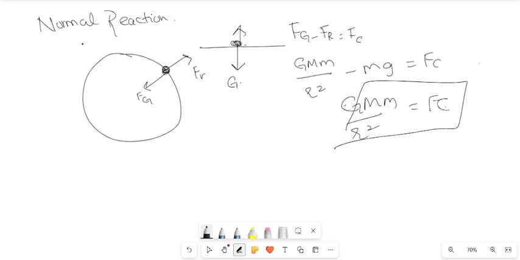The reason why, when we say sensation of weight, we mean the reaction force, is that there is the gravitational force acting in the downward direction, and in the very opposite direction we have the normal reaction force. When we subtract them we get the centripetal force, and that's it. Now we're going to move towards one practice question.